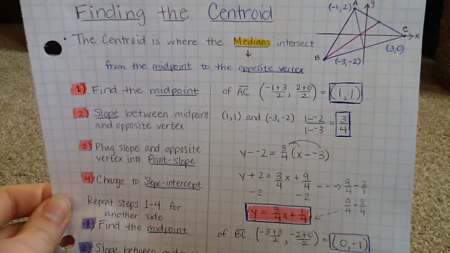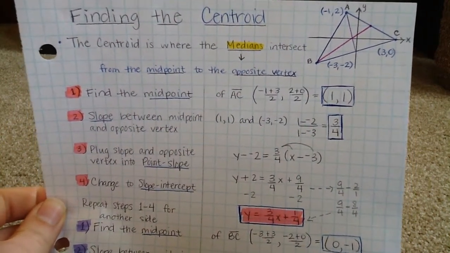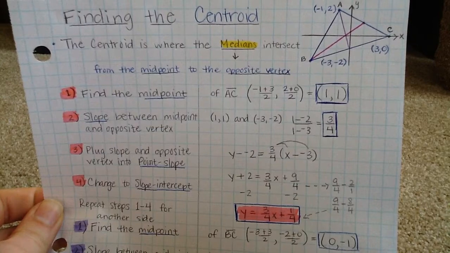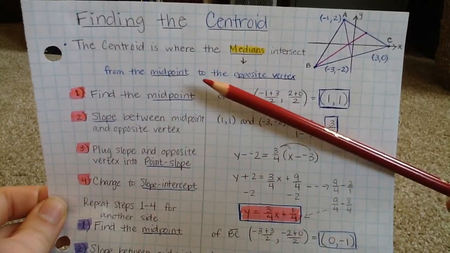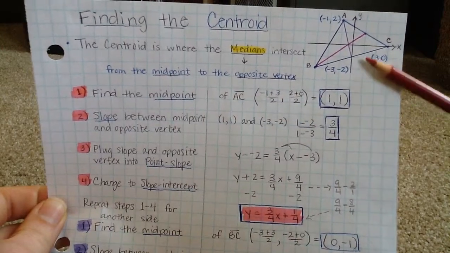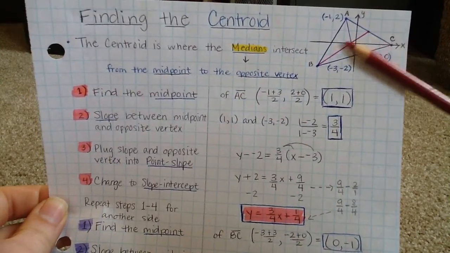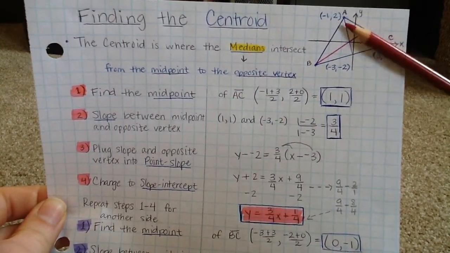This video is about finding the centroid of a triangle. The centroid is where the medians intersect. Reminder that a median is from the midpoint to the opposite vertex. So I've drawn in two medians here: midpoint, opposite vertex, midpoint, opposite vertex.